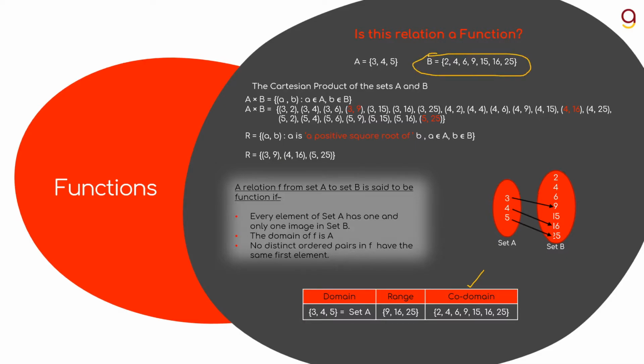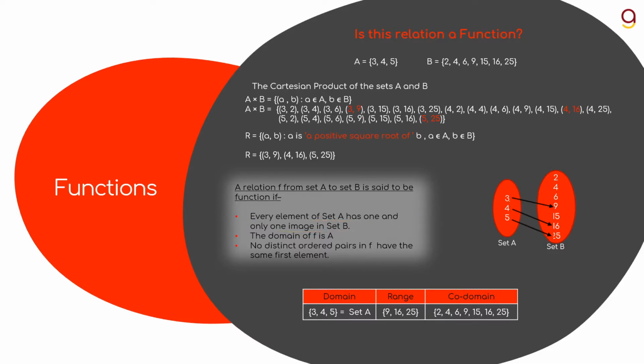Clear? Now let's check whether this relation is a function. To be a function, this relation must satisfy few criteria. Let's check them one by one. First, every element of set A has one and only one image in set B. Yes, this criteria is fulfilled.